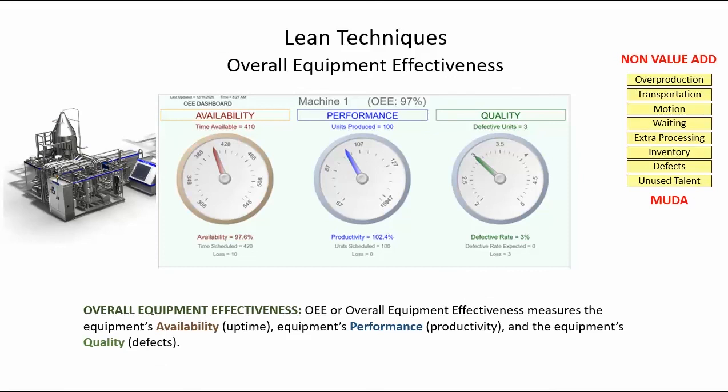OEE, or Overall Equipment Effectiveness, measures the equipment's availability, the equipment's performance, and the equipment's quality level. Each of these measures can be helpful independently. However, OEE is a holistic measure that includes or combines all 3 independent measures. OEE is calculated by multiplying the availability score by the performance score by the quality score. If the OEE is not acceptable, you should look at the 3 independent measures to determine where the equipment improvements are most needed.